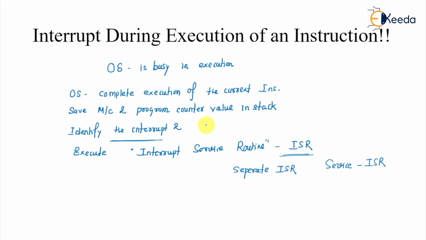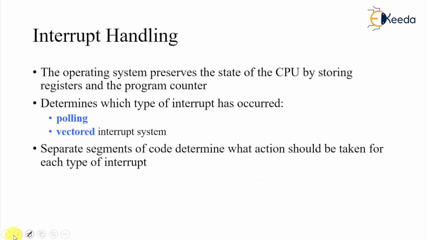Identifying the interrupt is a very important part here, because the correct identification will lead to correct execution of the interrupt service routine. That is done by a vectored interrupt, as I mentioned before. The operating system preserves the state of the CPU by storing the registers and program counter, and determines the type of interrupt that occurred. Either it will do polling, or there is another system, the vectored interrupt system. A separate segment of code determines what action to be taken for each type, and that separate segment of code is called your ISR, interrupt service routine.